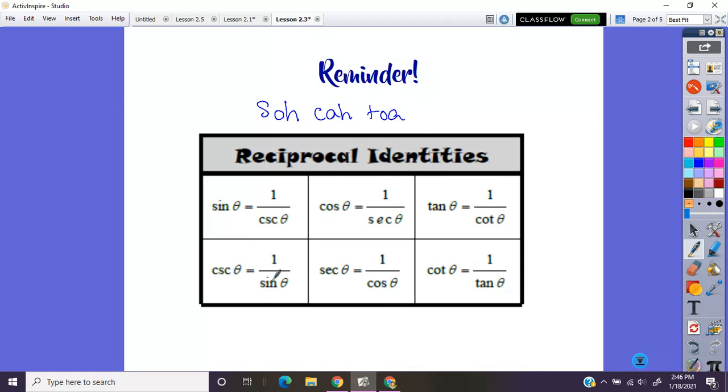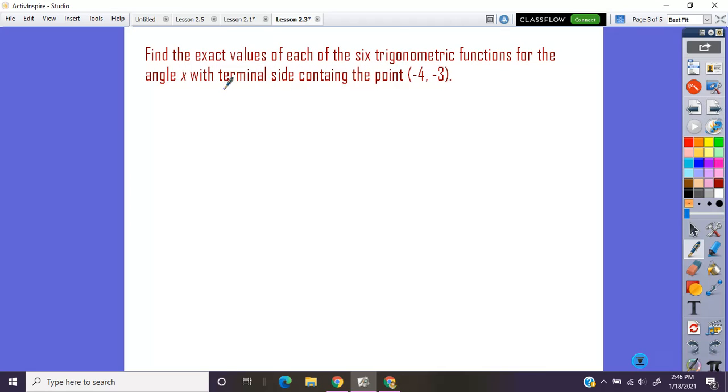So what we are going to be doing today is finding sine, cosine, tangent, cosecant, secant, and cotangent, given some information. So here's our first sample problem. Find the exact value of each of the 6 trigonometric functions for the angle x with a terminal side containing the point (-4, -3). Terminal side just means that's where the angle ends.